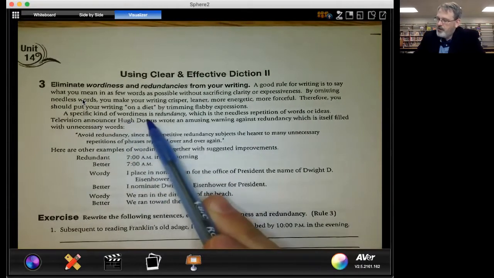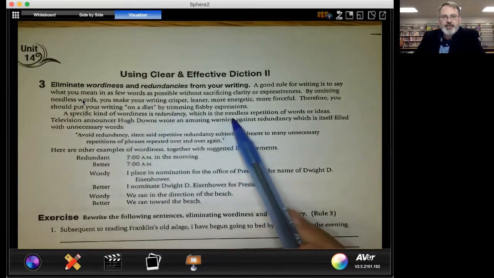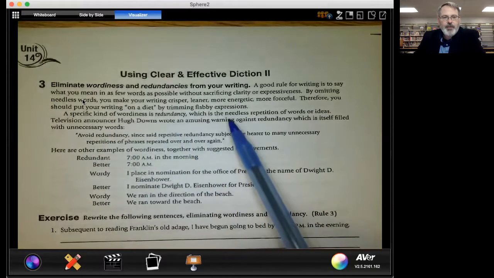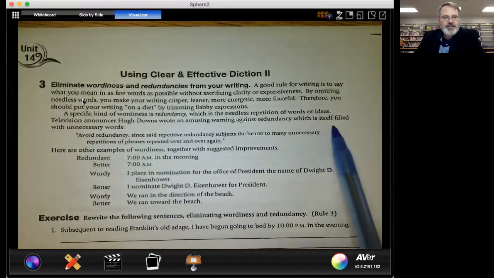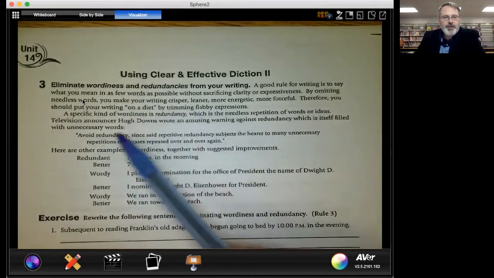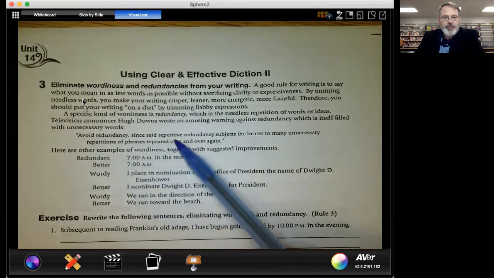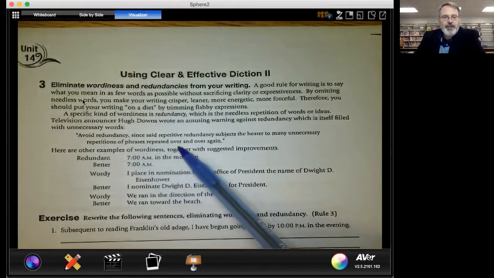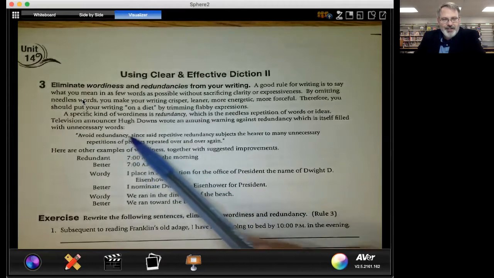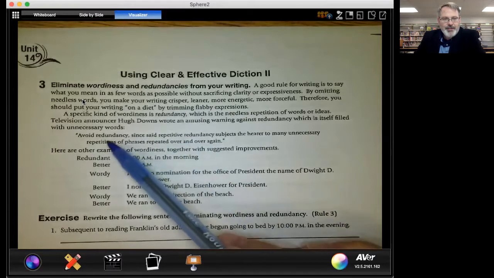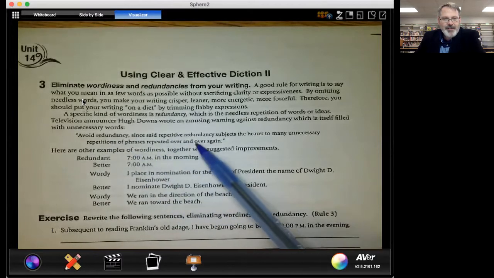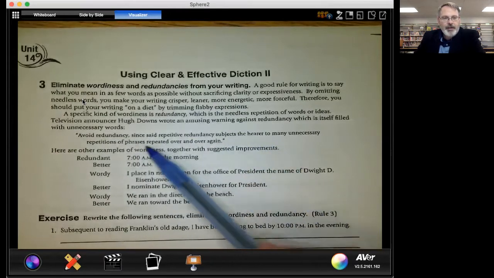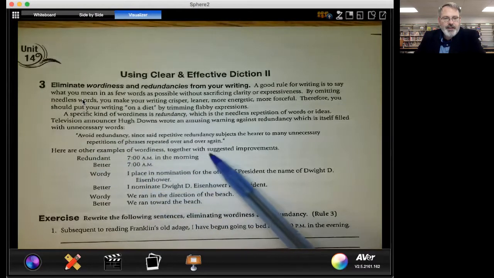A specific kind of wordiness is redundancy, which is the needless repetition of words or ideas. Television announcer Hugh Downs wrote an amusing warning against redundancy, which is itself filled with unnecessary words. He wrote, "Avoid redundancy since said repetitive redundancy subjects the hearer to many unnecessary repetitions of phrases repeating over and over again." So use redundancy twice, use repetitions 3 times. That's funny.